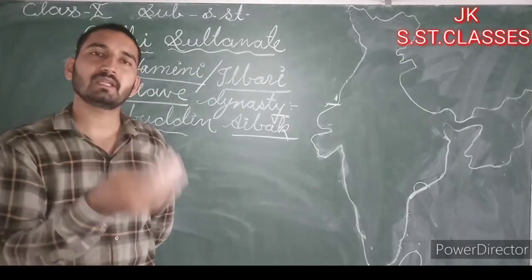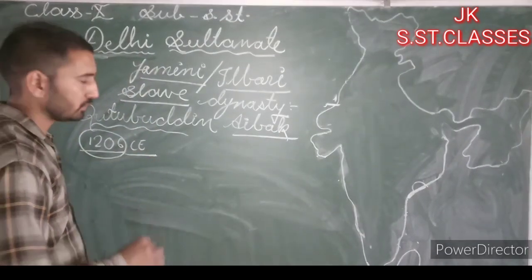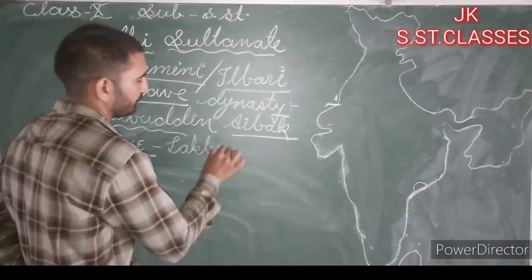We will discuss that in the next video. Okay, so in 1206 Qutbuddin Aibak became the ruler. He is also known as Lakhbakhsh.